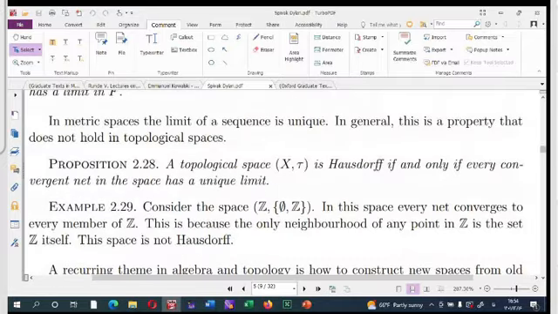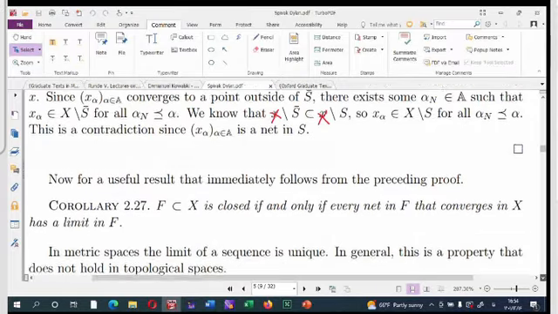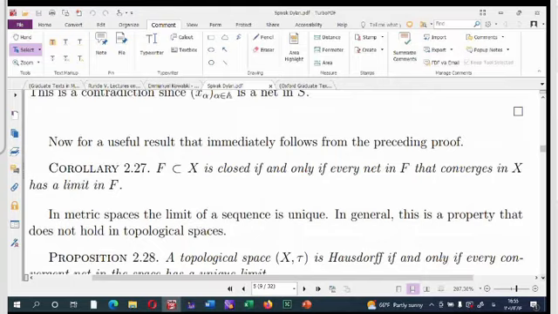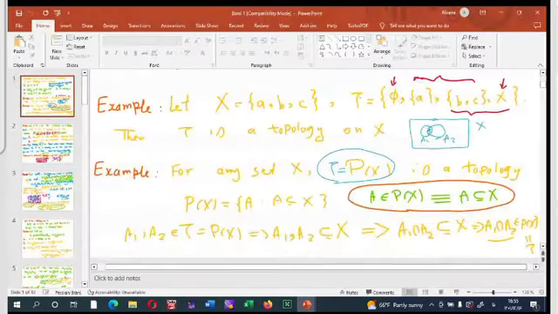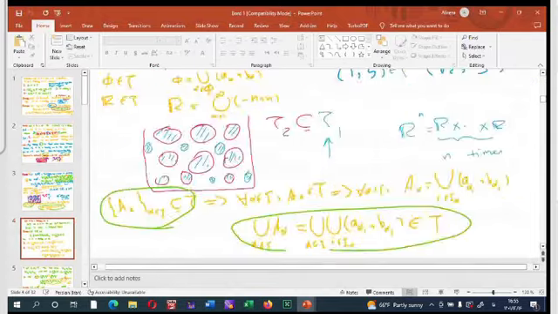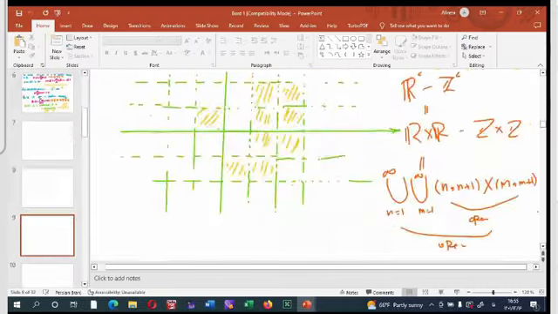And we have this corollary: a subset F of X is closed if and only if every net in F that converges in X has a limit in F. Let me show this for you.